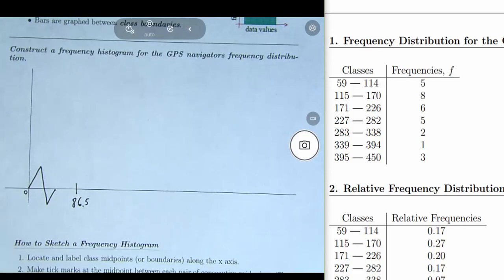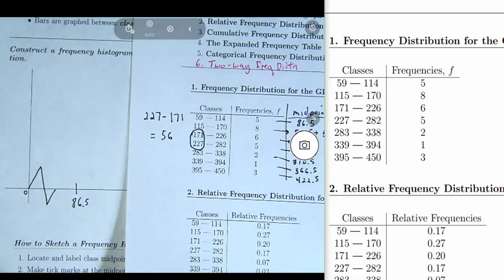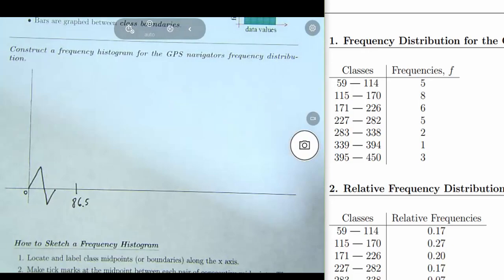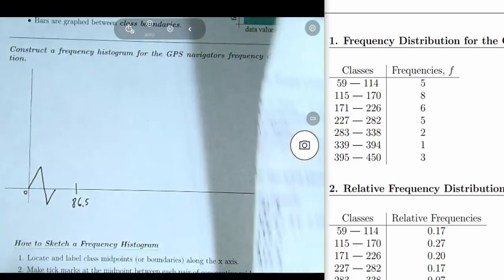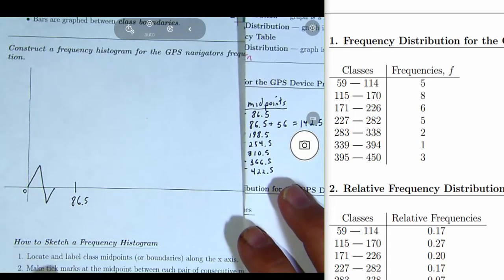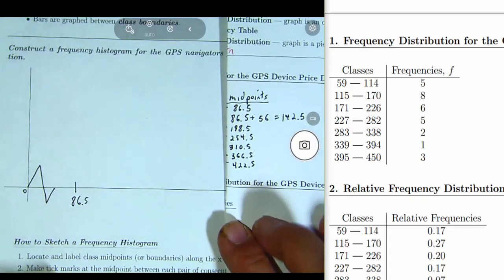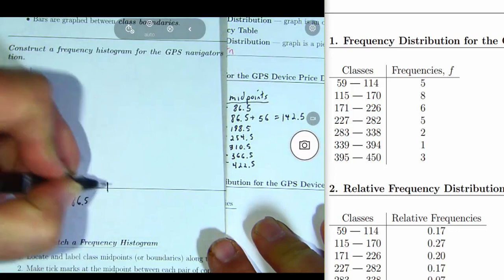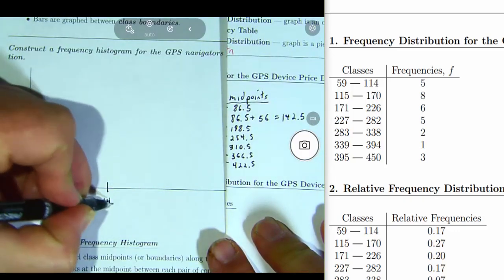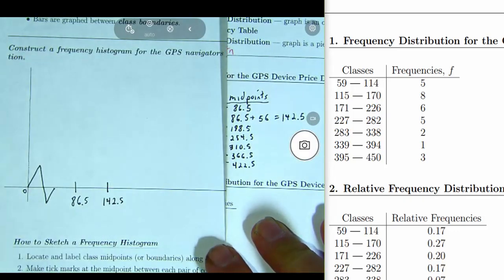So bring out the list of the midpoints here. Midpoints. Okay, here's the midpoints I need to locate along the x-axis. I want to make sure these midpoints are evenly spaced, so they should have roughly the same distance between them.